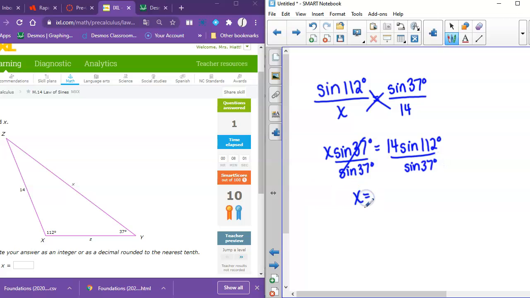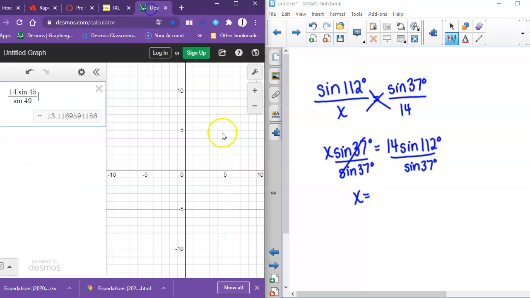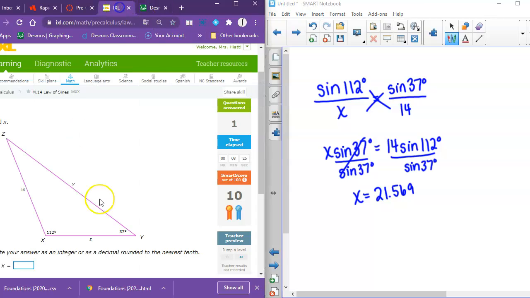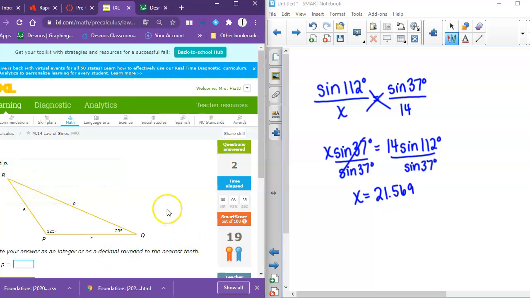And so whenever we do that, we are going to go to Desmos real quick, and we're going to type in 14 sine 112 over sine 37, and we get 21.569. And so if I type this into IXL, we're going to round to the tenth, so it's going to be 21.6. And we got another one right.